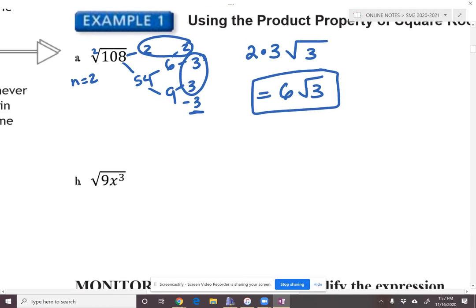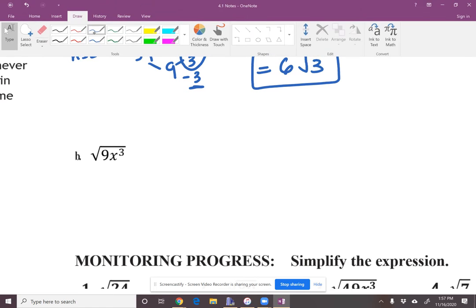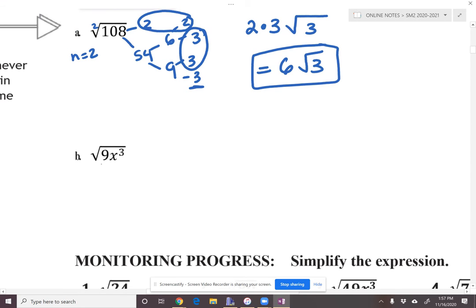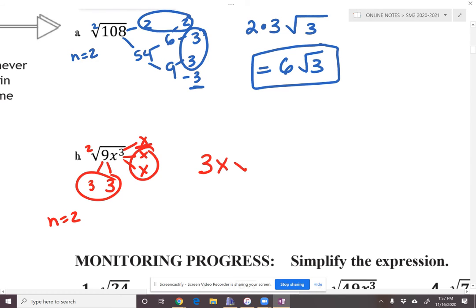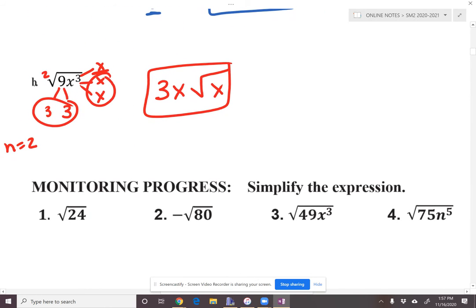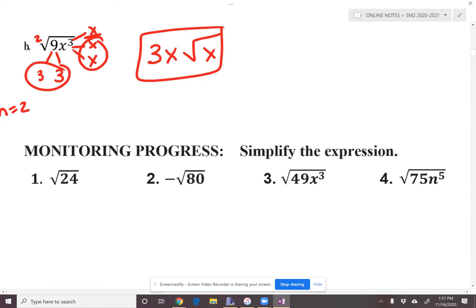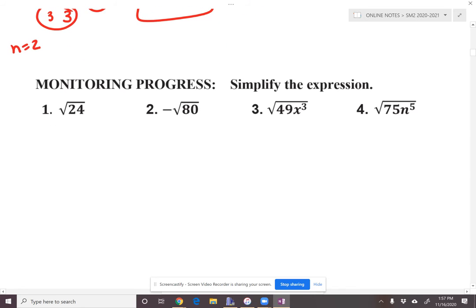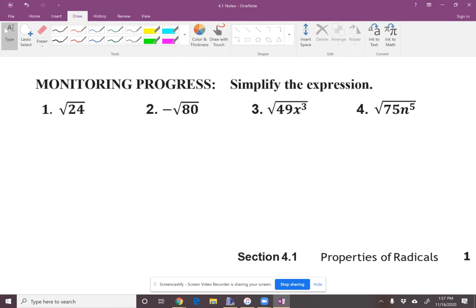This next one, example B. Same thing, we're going to make a factor tree. 9 is 3 times 3, and x cubed is x times x times x. Because this is root 2, I'm going to circle them in buddies. So a 3 comes out, an x comes out, and you've got an x that stays inside. Do me a favor. Pause the video. I want you to see how far you can get on your own, 1 through 4. Then hop back and I'm going to do all of them.